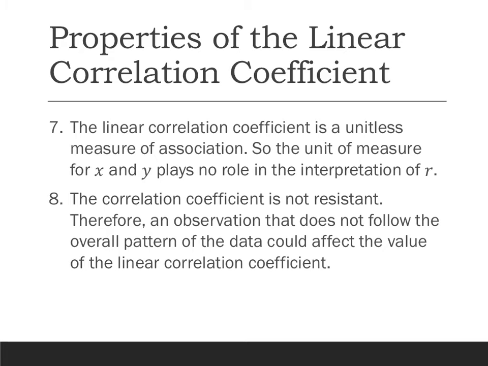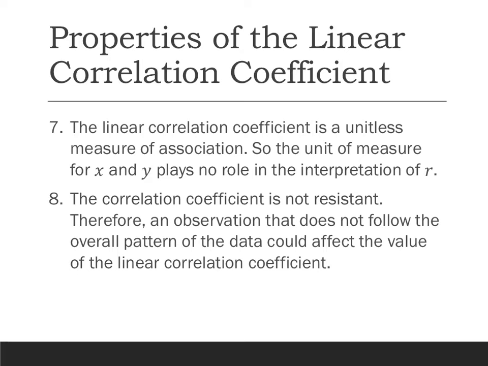All right, and then our last two properties are here. Number 7, the linear correlation coefficient is a unitless measure of association. So the unit of measure for x and y play no role in the interpretation of R. Now, the units that we have for x and y will matter when it comes to slope and the y-intercept, but as far as R is concerned, there are no units involved.